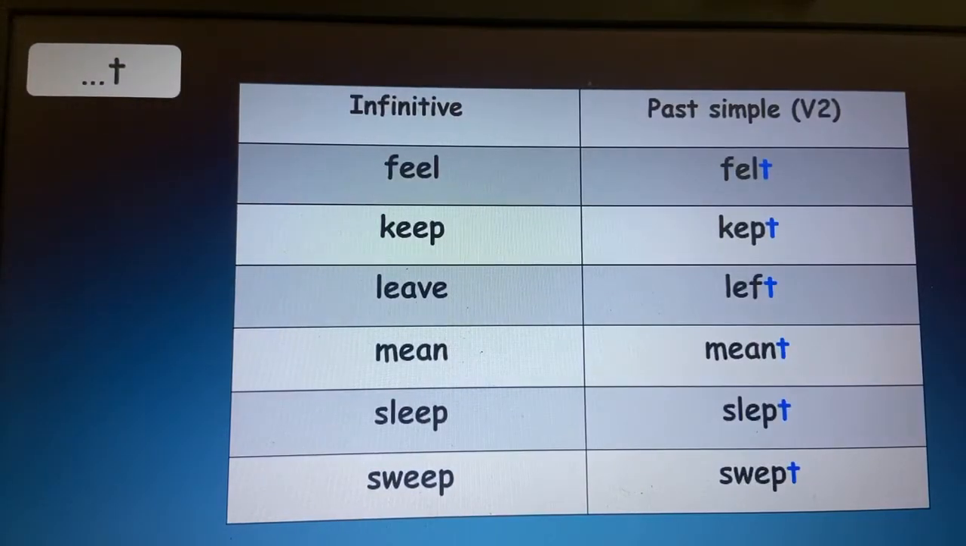The letter T at the end of the verb. Feel, felt. Keep, kept. Leave, left. Mean, meant. Sleep, slept. Sweep, swept. Feel, felt. Keep, kept. Leave, left. Mean, meant. Sleep, slept. And sweep, swept.